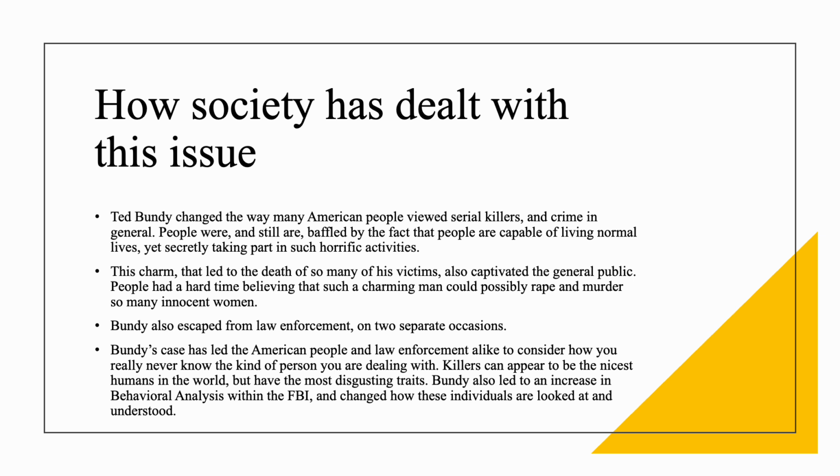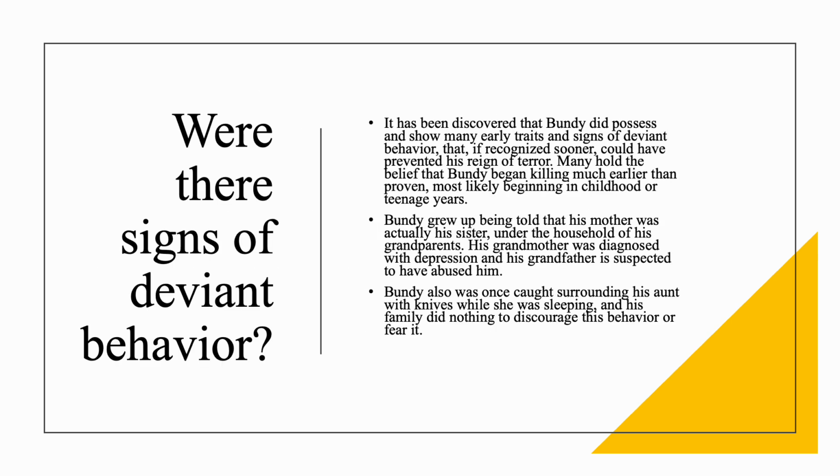Bundy also led to an increase in behavior analysis within the FBI and changed how these individuals are looked at and understood. When dealing with serial killers, there are often many signs of deviant behavior their entire lives, and this can be true for Ted Bundy as well. It was discovered that he did possess many of these deviant characteristics, and that if they were recognized sooner, it may have prevented his reign of terror. Many hold the belief that Bundy began killing much earlier than proven, and likely began in his childhood or teenage years. Bundy grew up being told that his mother was actually his sister under the household with his grandparents.